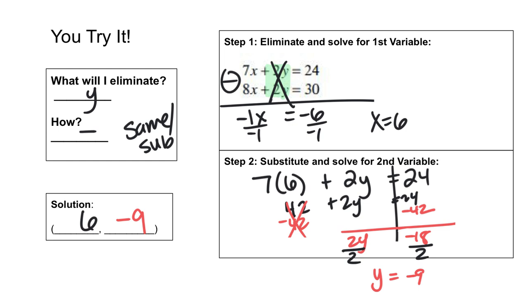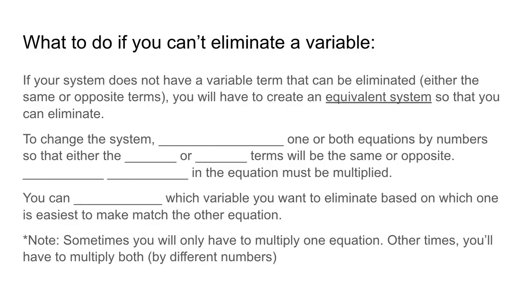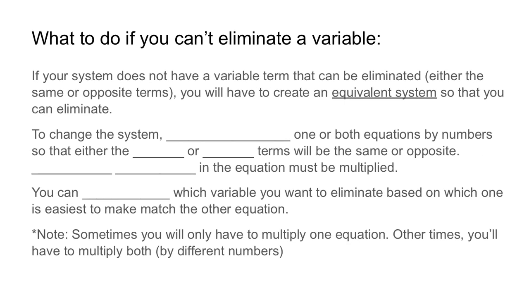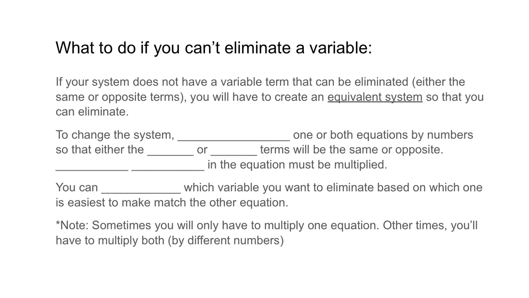Now we need to look at situations where, what if we're given a system and they don't have matching pieces? What do we do? When you can't eliminate a variable the way that it's written, you're going to have to change the system to create something equivalent that will be able to do elimination. The only way you can change a system to produce something equivalent is by multiplication of either one equation or both equations, depending on how much you need to do.